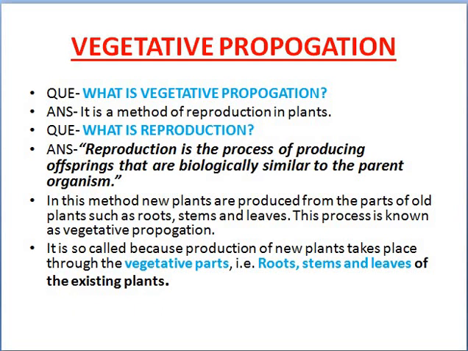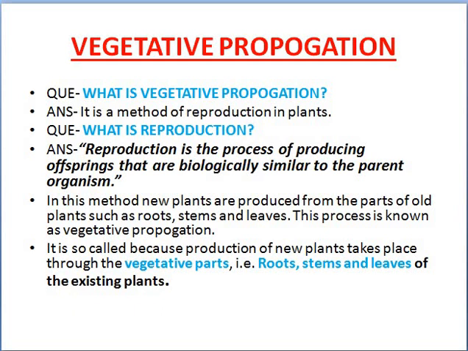So, how are the new plants produced? The new baby plants are produced from parts of the old plant. And what are those parts? Maybe the root can be taken, the stem, or the leaves. It is so called because the production of new plants takes place through the vegetative parts.